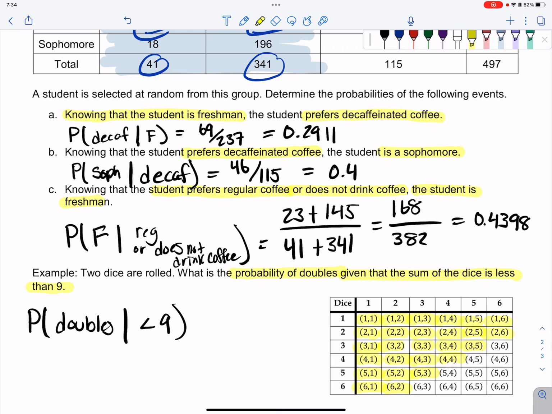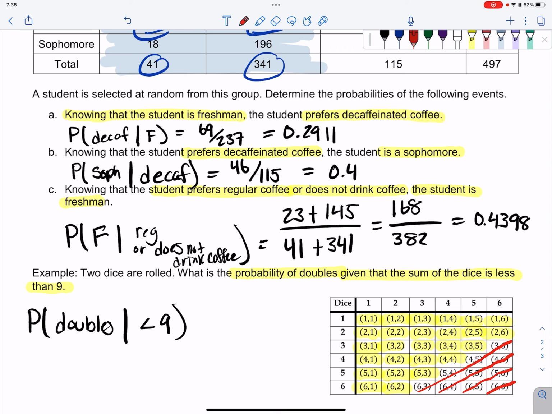Everything else, the next ones, those add up to 9, 10, 11, and 12, and those are all greater than or equal to 9, so we don't want to include those. So I'm going to just cross those off. They're no longer part of what I'm looking at here. So now my new sample space are all the ones that I highlighted because those add up to being less than 9.